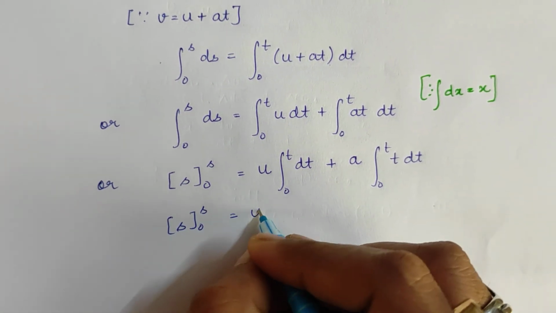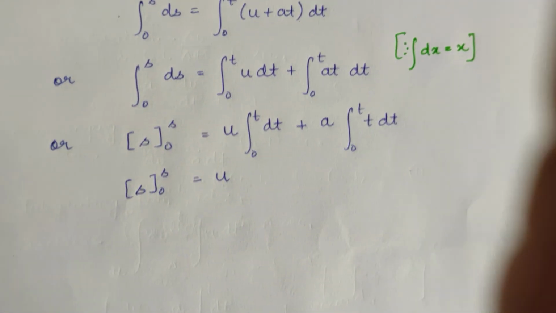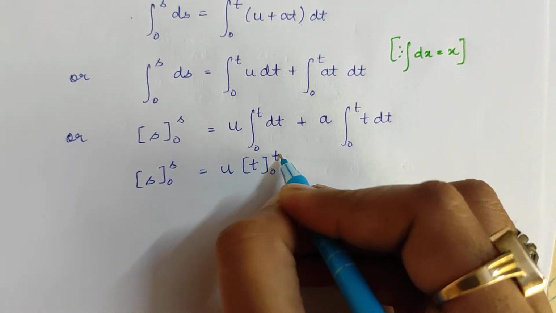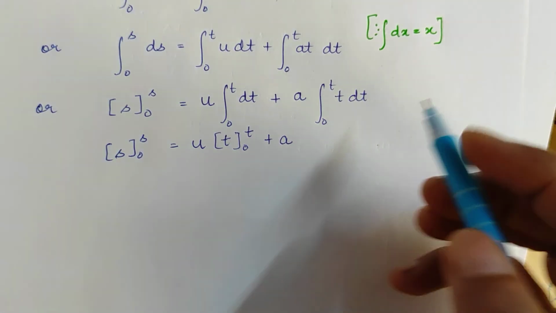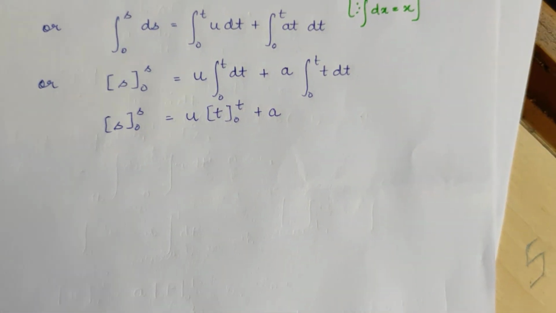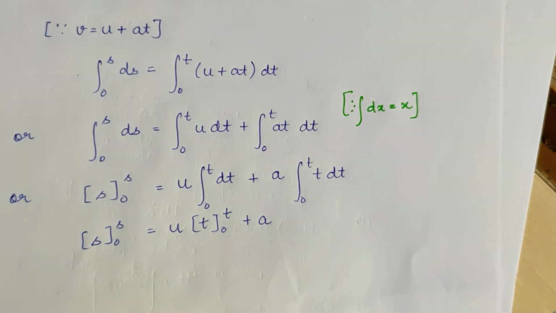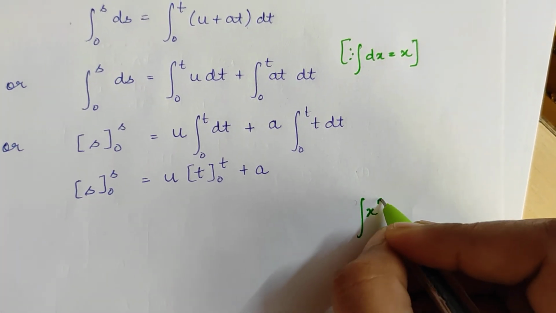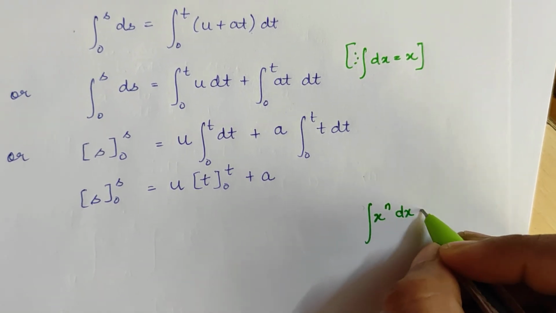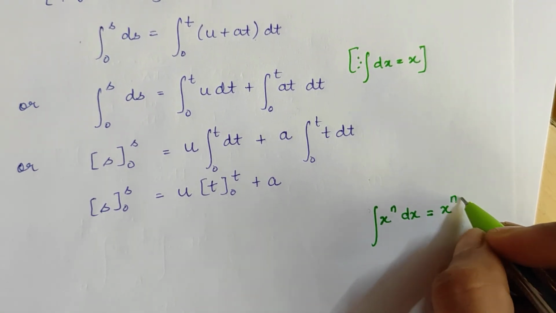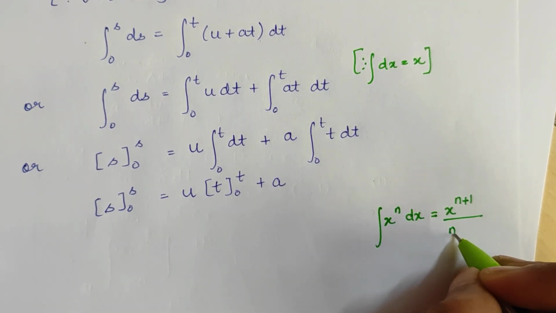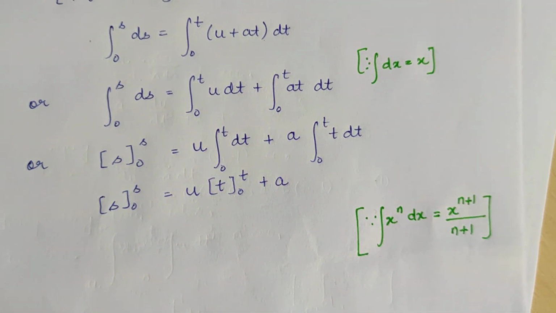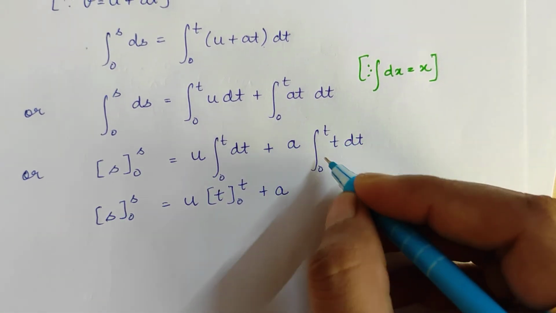Fine. Now again we will solve it. What we will get? u, and this is simply integration of dt, so it will give us t within limit 0 to t, plus a. Now here we don't have dx directly, integration of dx. So which formula of integration we will use? Integration of x raised to the power n dx gives us x raised to the power n plus 1 upon n plus 1.